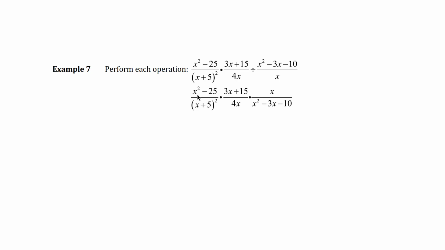Next, I'm going to factor the x squared minus 25 as a difference of squares. I could factor out a 3 from the 3x plus 15, and I could factor the x squared minus 3x minus 10 using the x method.